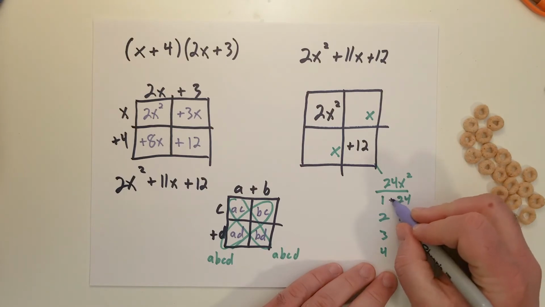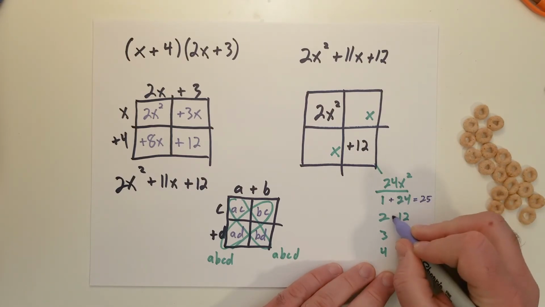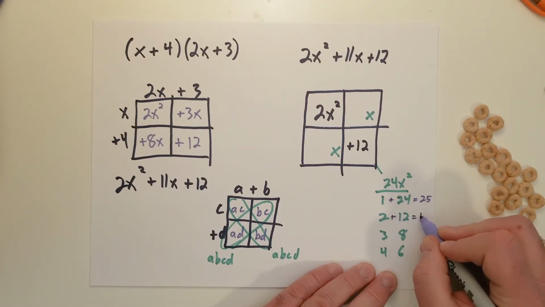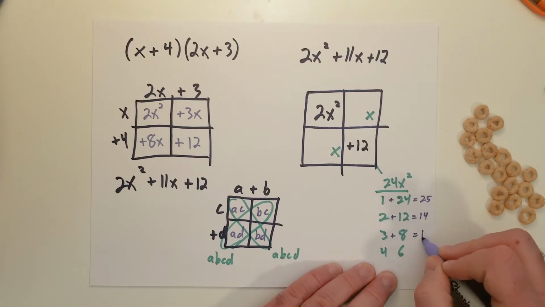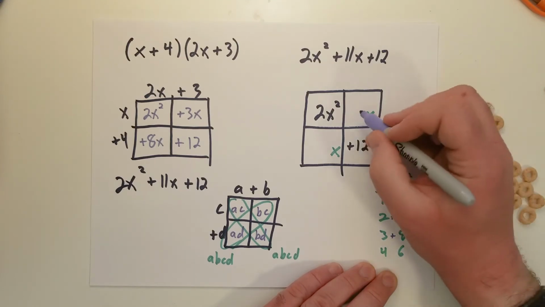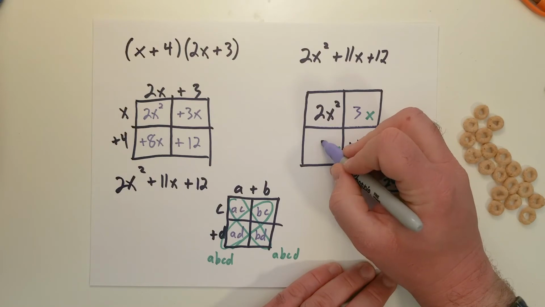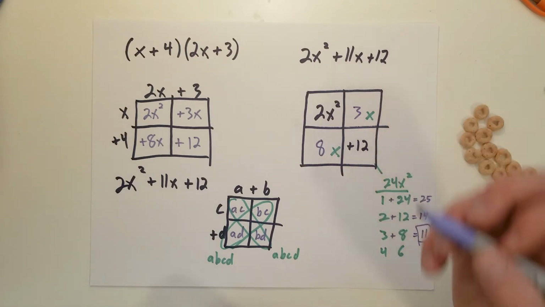1 plus 24 doesn't work. 2 plus 12 doesn't work. 3 plus 8 works. That's the 11 that we're looking for. So one of them is 3 and one of them is 8, and it does not matter which is which.